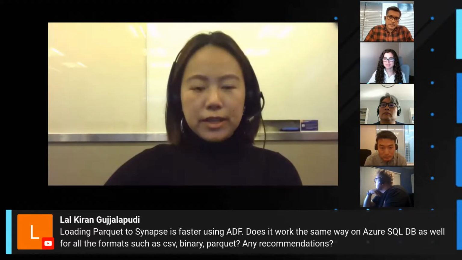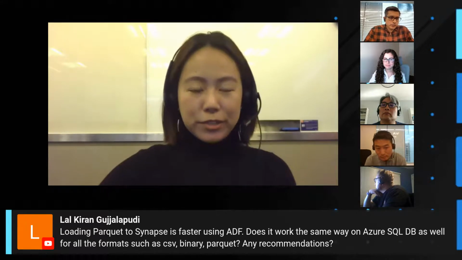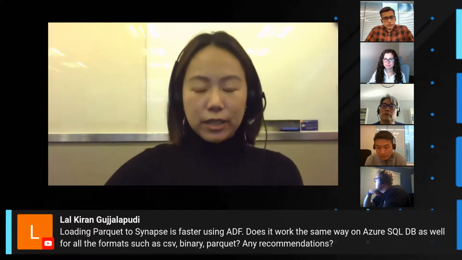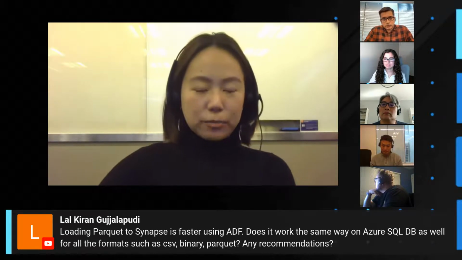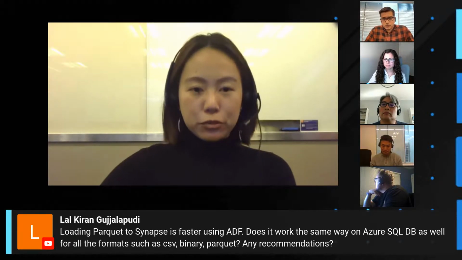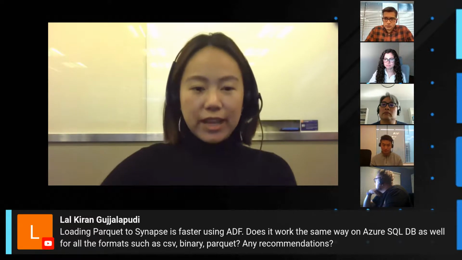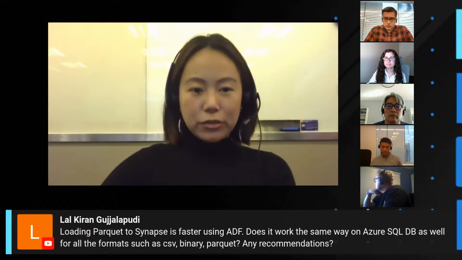So loading to Synapse is related to the previous question. Actually, underneath, ADF can invoke either the PolyBase or COPY command, which is the kind of distributed manner for Synapse to really pull data from the storage. And that is where the magic happens underneath for loading into Synapse.